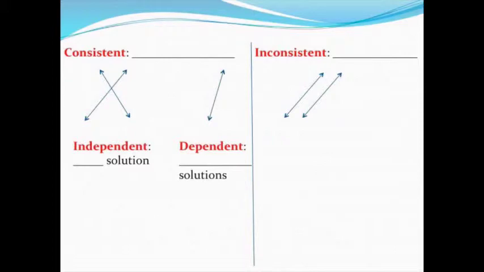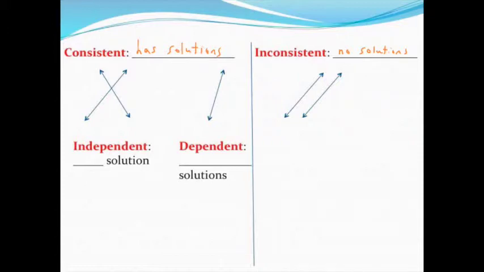So the words consistent and inconsistent. Consistent just means that the problem does have solutions. Whether it's one solution or infinite solutions, we don't know yet, but it has solutions for sure. Inconsistent, on the other hand, means the problem has no solution. So the second problem, the right side problem we looked at last time, was an example of an inconsistent system. The lines were parallel and had no solutions.